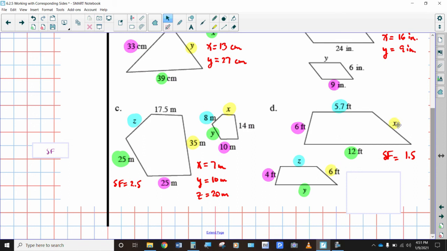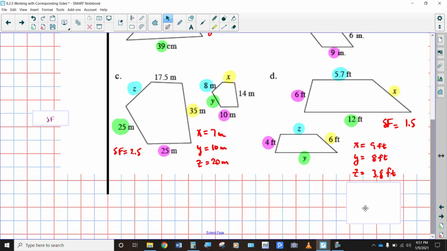6 times 1.5 gives you X. So that's going to be 6 times 1.5 is 9. 12 divided by 1.5 is going to give you y. So that's going to be an 8. And then 5.7 divided by 1.5 ends up giving you the answer of 3.8.